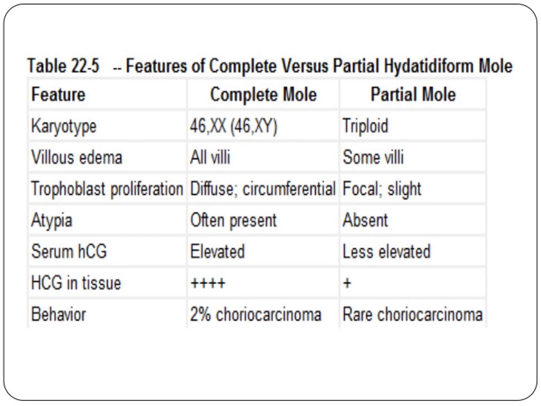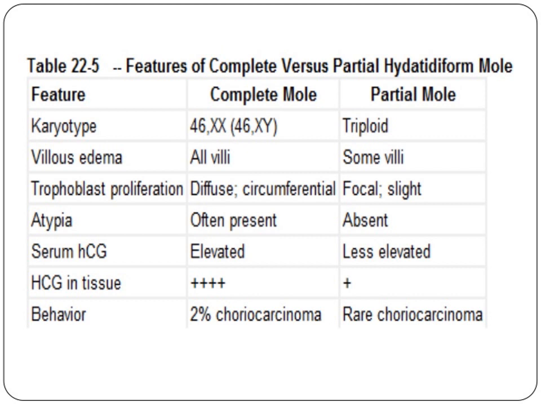Now this slide compares the features of complete mole with partial hydatidiform mole. Complete mole karyotype is 46XX or XY, while in partial mole it's triploid. Now villus edema. All villi in complete mole are dilated and edematous, while in partial mole some of the villi are dilated. Trophoblastic proliferation in complete mole is diffuse and circumferential, while in partial mole it is focal and slight.